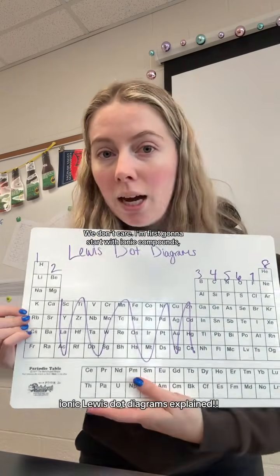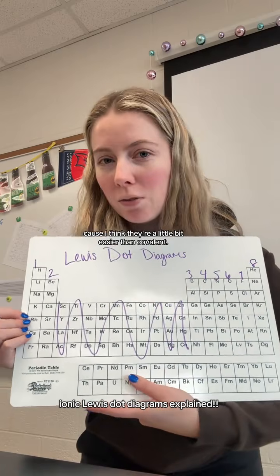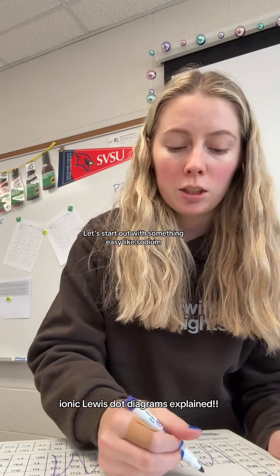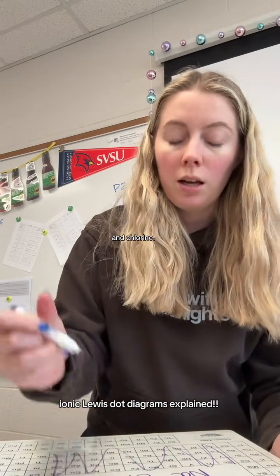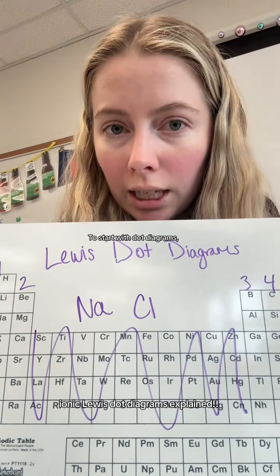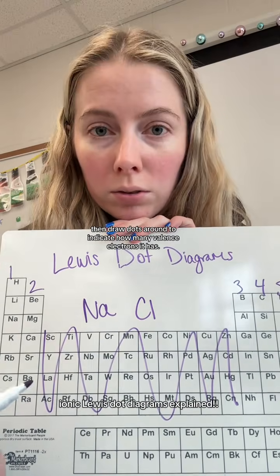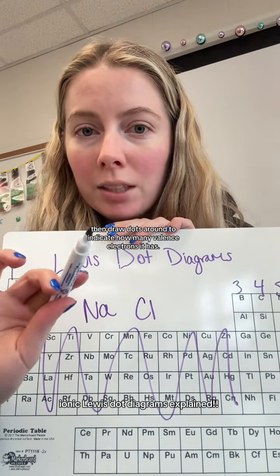I'm first going to start with ionic compounds because I think they're a little bit easier than covalent. I'm going to do a different video on how to do covalent Lewis dot. Let's start out with something easy like sodium and chlorine. To start Lewis dot diagrams, first you want to write each element symbol, then draw dots around to indicate how many valence electrons it has.